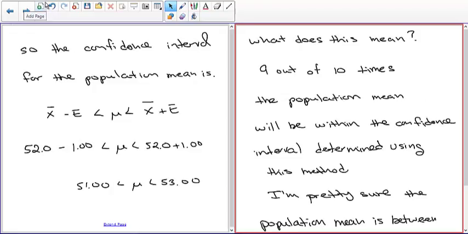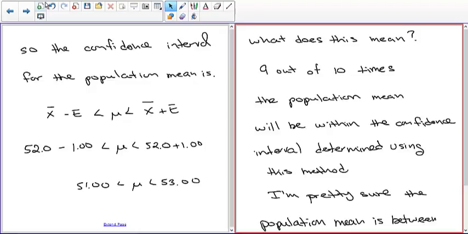9 out of 10 times, 90% of the time, the population mean will be within the confidence interval determined using this method. So that's what that means. It doesn't mean 90% of the data. It just means if I use this procedure, 90% of the time, I'm going to correctly bracket the population mean within those limits.